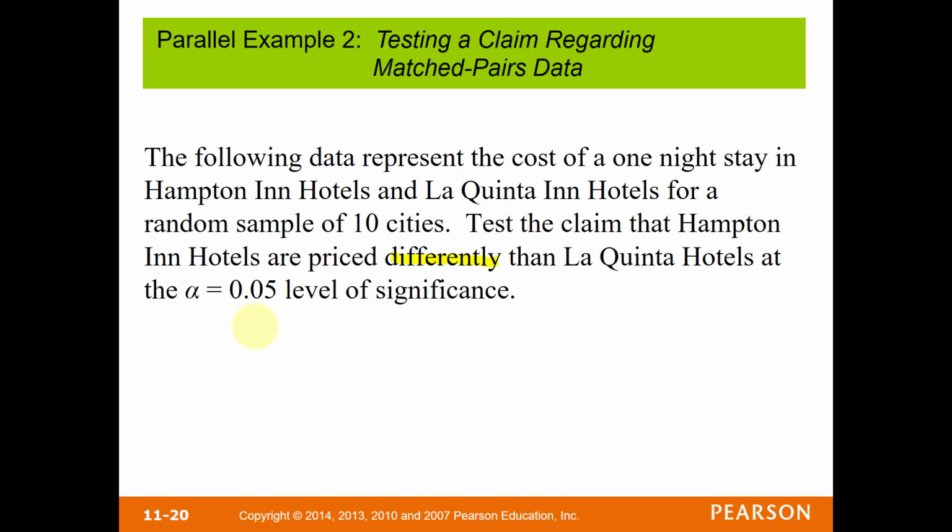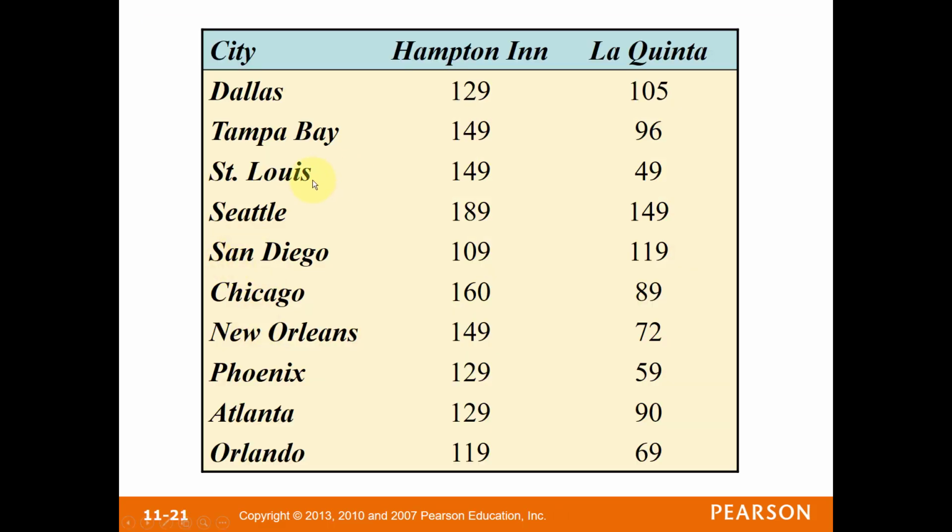Okay. Then we pair them up. Each city, like San Francisco, Los Angeles, Seattle, Chicago, we pair them up and we subtract the difference in price. We want to estimate the overall difference in price between those two hotel chains. In order to do that, we just take a sample of 10 values from 10 cities, all right? And we're going to test the claim that they're priced differently. That's going to give us a two-tailed test, and they give us the level of significance at 5%. So these are our samples from these 10 cities.